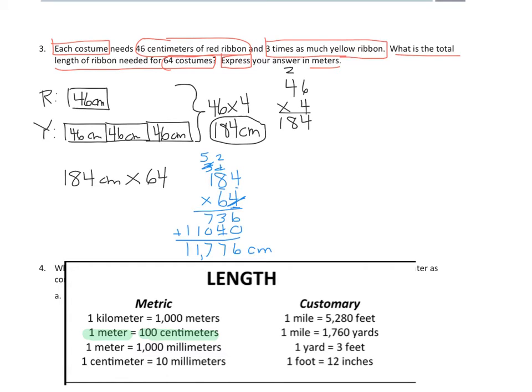So it looks like if we already have centimeters and we want to find meters, we are going to go from centimeters to meters, and centimeters are smaller and meters are bigger. So we are going to be doing the opposite of what it says down here. 1 meter is 100 centimeters.